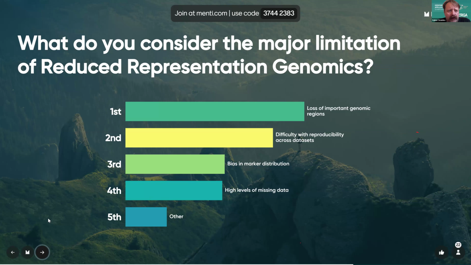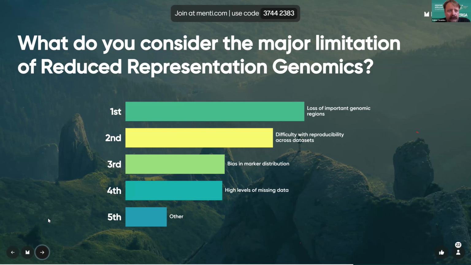And we also used RADseq for identifying sex markers in amphibians. So basically that also tells me that a lot of parts of the genome are still represented. Therefore, I wouldn't be much concerned about the loss of important genomic regions, but it seems the community thinks the other way around.